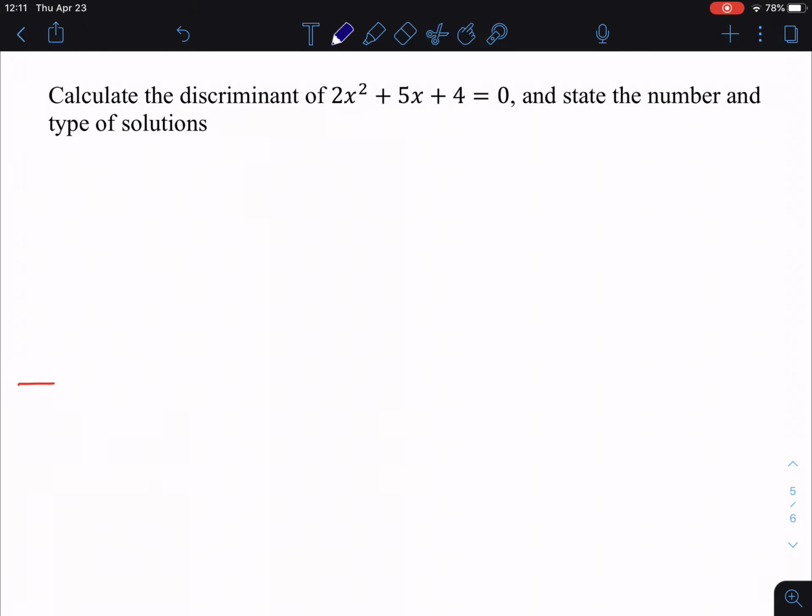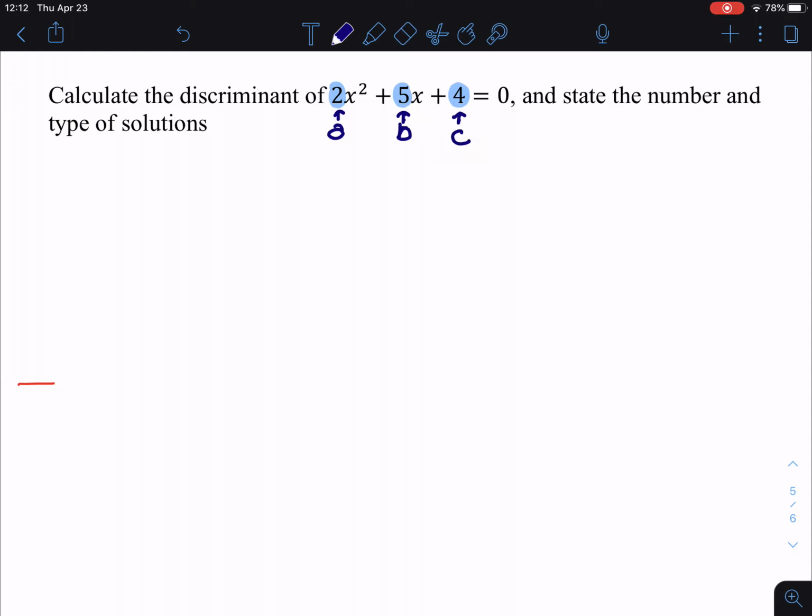So in this problem, we're going to calculate the discriminant of 2x squared plus 5x plus 4 is equal to 0. And we're going to use that information to state the number and type of solutions we have to this quadratic equation. So again, just like I do when I use the quadratic formula, I'm going to identify what a, b, and c are equal to. So a here is 2, b is 5, and c is 4.